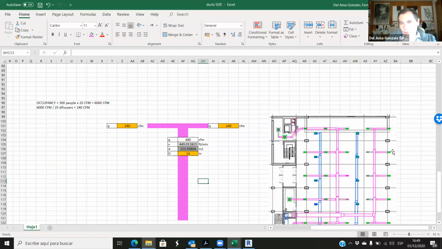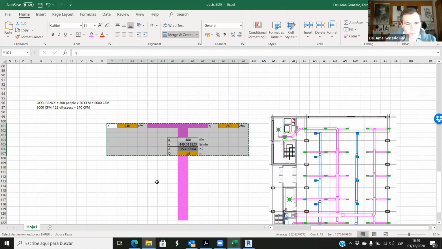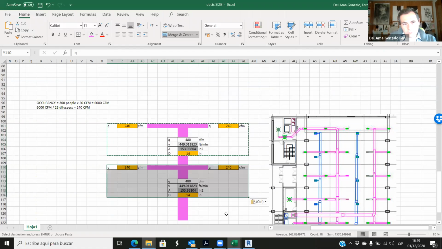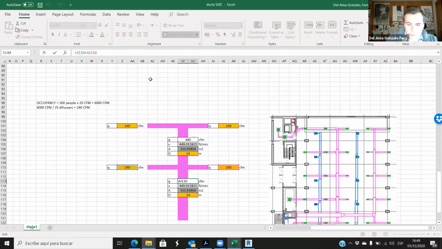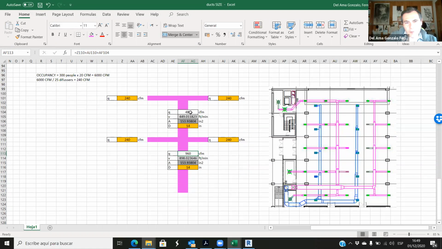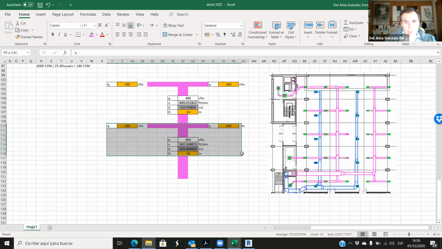It's good. So now we have the second branch here, so we can just copy and paste all this here. Okay, the problem is that now the flow here is the flow that comes from this. It's 480, 240, and 240. So this is plus this one. Okay, so this is 960. It's 480 plus 240 plus 240, 960. Now 14 inches is not enough because the velocity is too high. So we can change this to 18. Yeah, with 18, we are below 600. So that's good. And now we can just keep on copying this.